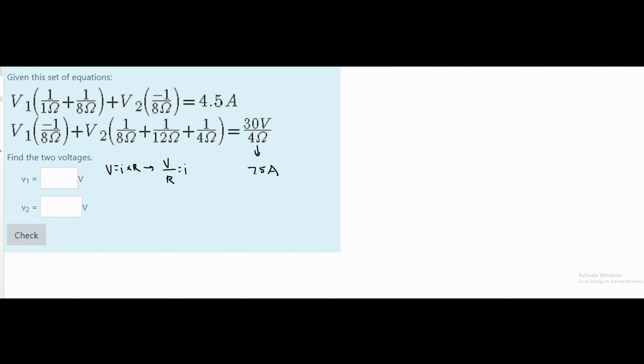Now the next thing I'm going to want to do is combine everything inside of our parentheses that we can so that we can make this problem a little bit easier on us. So I'm going to combine those and I'm going to combine these together. So rewriting this, we're going to have V1 and then in parentheses we'll have a 9 over 8 ohms. And then for the rest of the equation, nothing else changes.